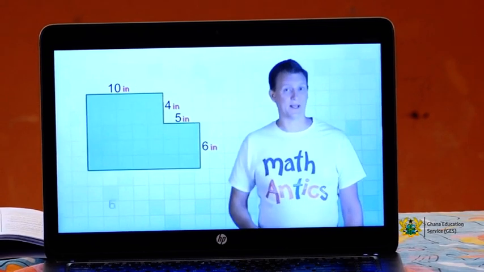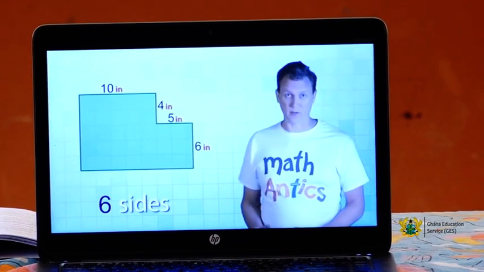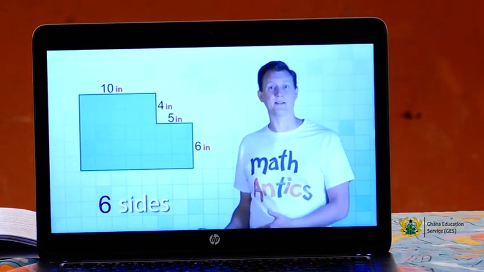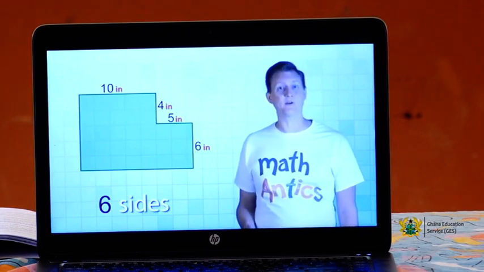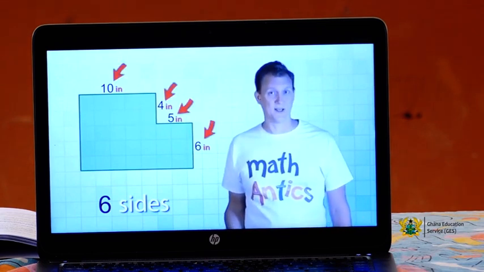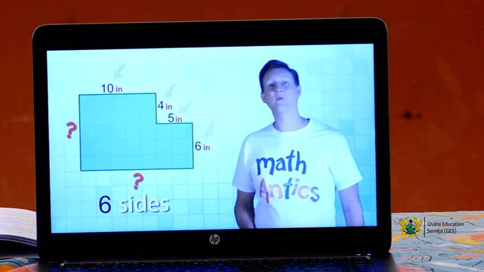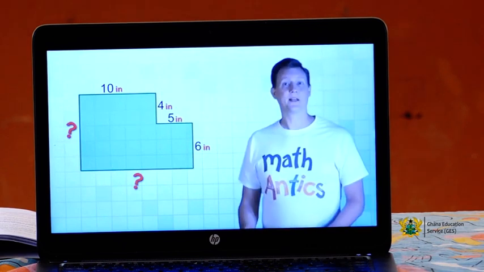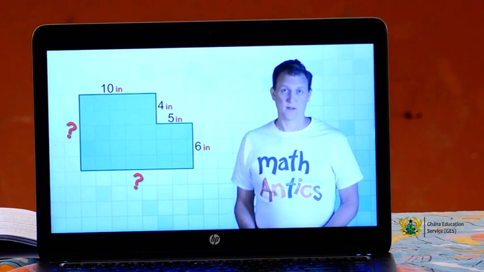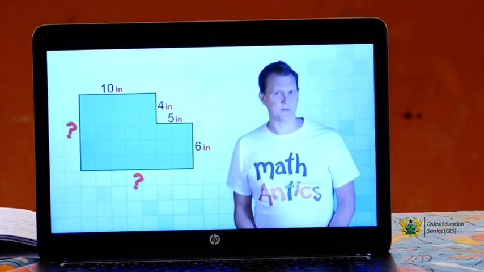This polygon also has 6 sides, but it's not a regular polygon. The sides are different lengths, and this one's really tricky because they only show us the length of 4 of the sides. The other two are missing. So how can we figure them out? Problems like this come up all the time in math. Problems where you aren't quite given all the information.